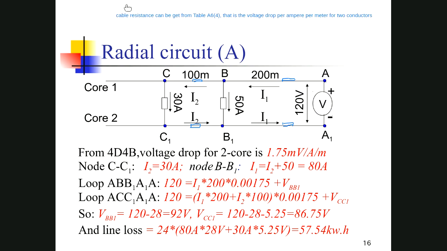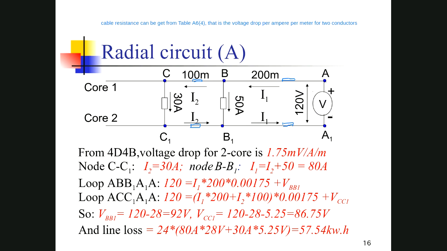To make things more clear, I write down one sentence here to clarify issues. As I said, the cable has resistance, which will cause voltage drops. The cable resistance values can be got from table A64. That is the voltage drop per ampere per meter for two conductors given. That is, the voltage drop if the current is 1 ampere, per meter long, for two conductors together.